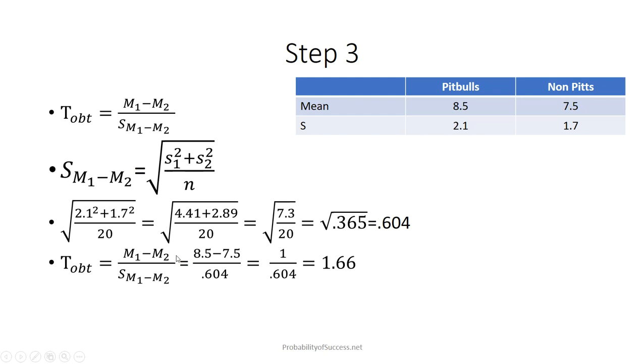And that becomes our denominator for our t obtained. So we're going to just now plug in our values. Our mean 1, which is pit bulls, is 8.5, and our mean for the non-pits is 7.5. We're going to divide that by 0.604, which is going to end up becoming 1 divided by 0.604. And that gives us 1.66.